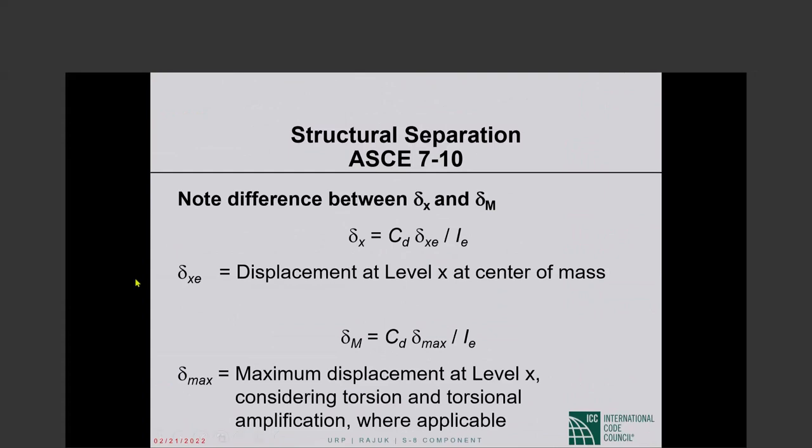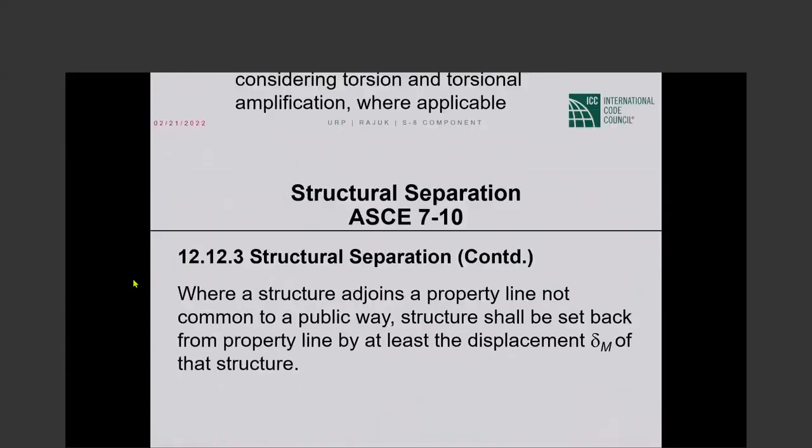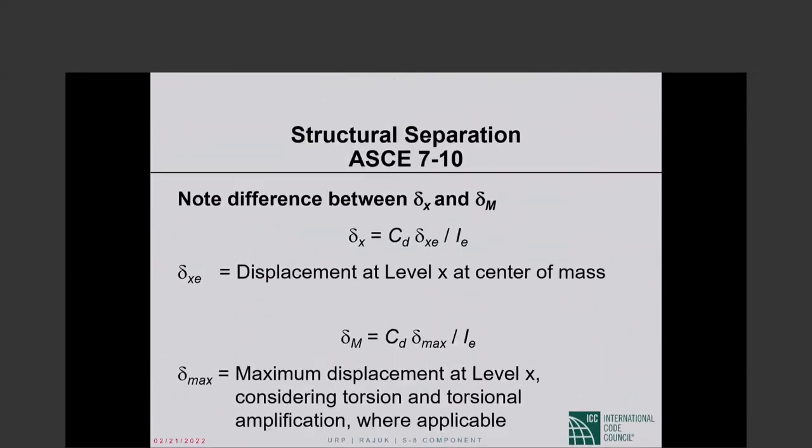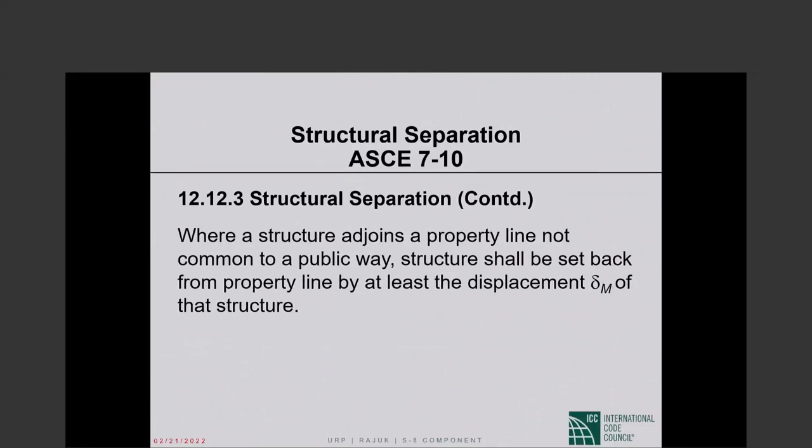Is this page repeated? Seems to me. Yeah, I have two copies of the same slide, so you can just cross it out.